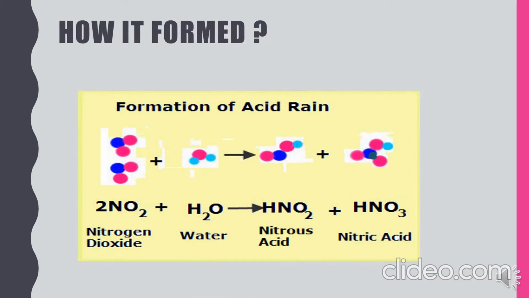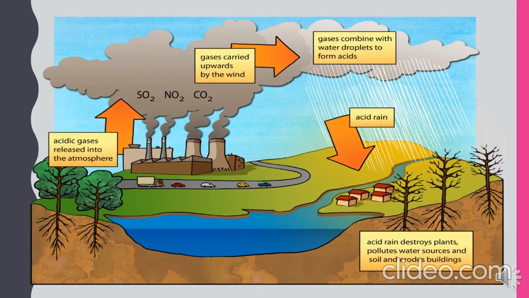When two nitrogen dioxide molecules combine with a water molecule, they form nitrous acid and nitric acid. Acidic gases are released into the atmosphere by the burning of coal and fossil fuels, and by the smoke of cars, factories, etc. Gases are carried upward by the wind and combine with water droplets to form acid. Acid rain destroys plants, pollutes water sources and soils, etc.